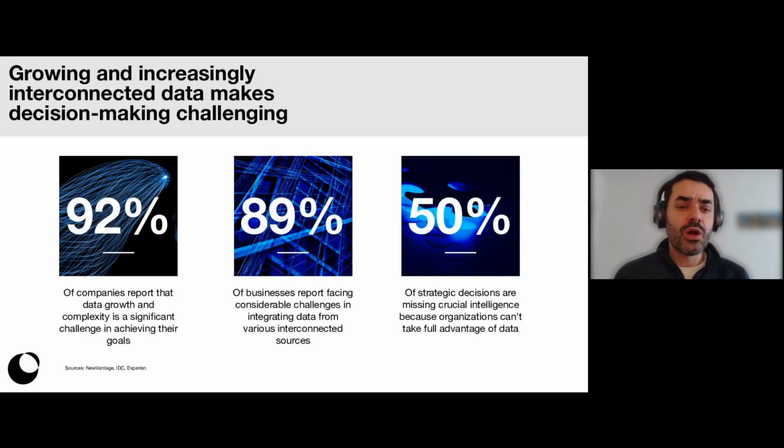Something else that I wanted to mention is that there's growing and increasingly interconnections in data, and this makes decision-making a lot more challenging. It's estimated that 92% of companies report that data growth and complexity is a real significant challenge in achieving their goals. 89% of businesses report facing considerable challenges in integrating data from various interconnected sources. And an estimated 50% of strategic decisions are missing crucial intelligence because organizations can't take full advantage of data.